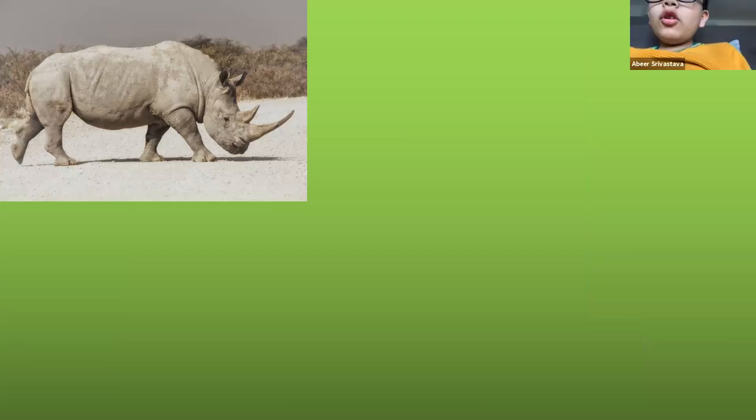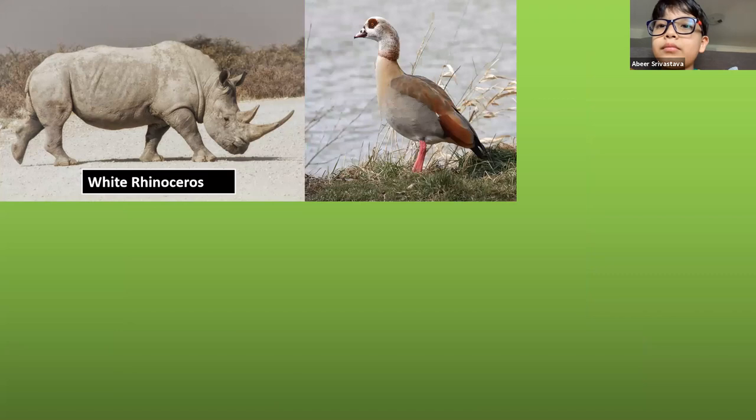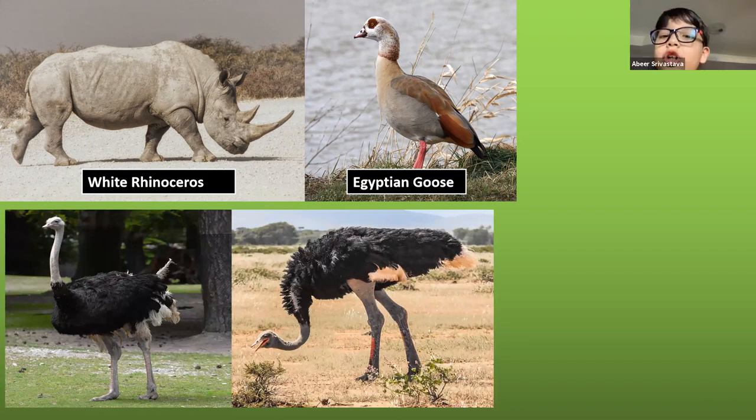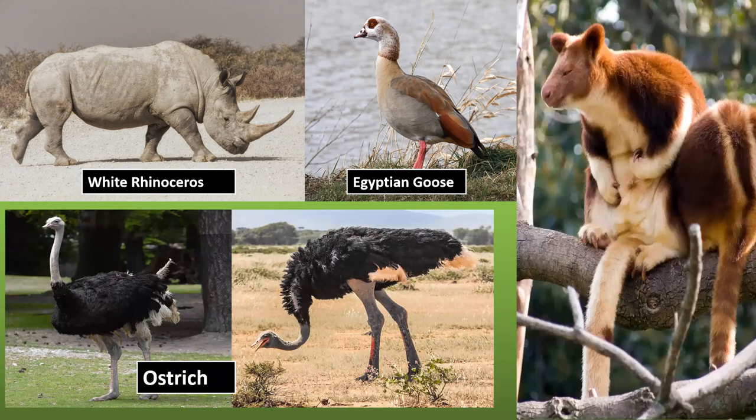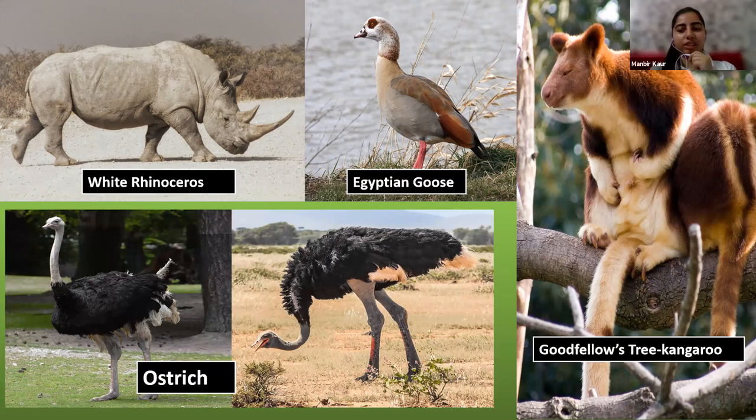Okay, so now I am going to show some animals. Can you recognize this? Rhino. This is a rhino. Can you recognize this? Duck. This is a type of goose. Yes, this is an Egyptian goose. Can you recognize this? Ostrich. Yes, ostrich. What about this animal? Wallaby. I forgot his name. Is that a wallaby? This is the Goodfellow's tree kangaroo.